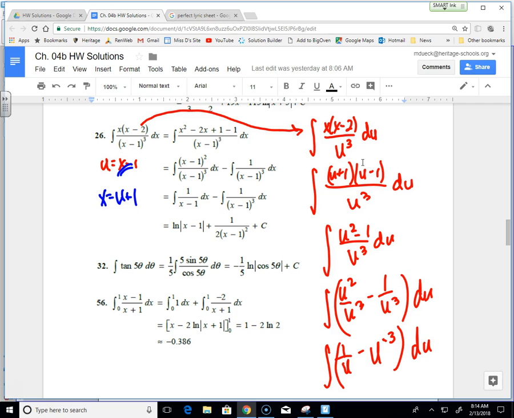So, before you plug in the u, you have to get rid of the x.